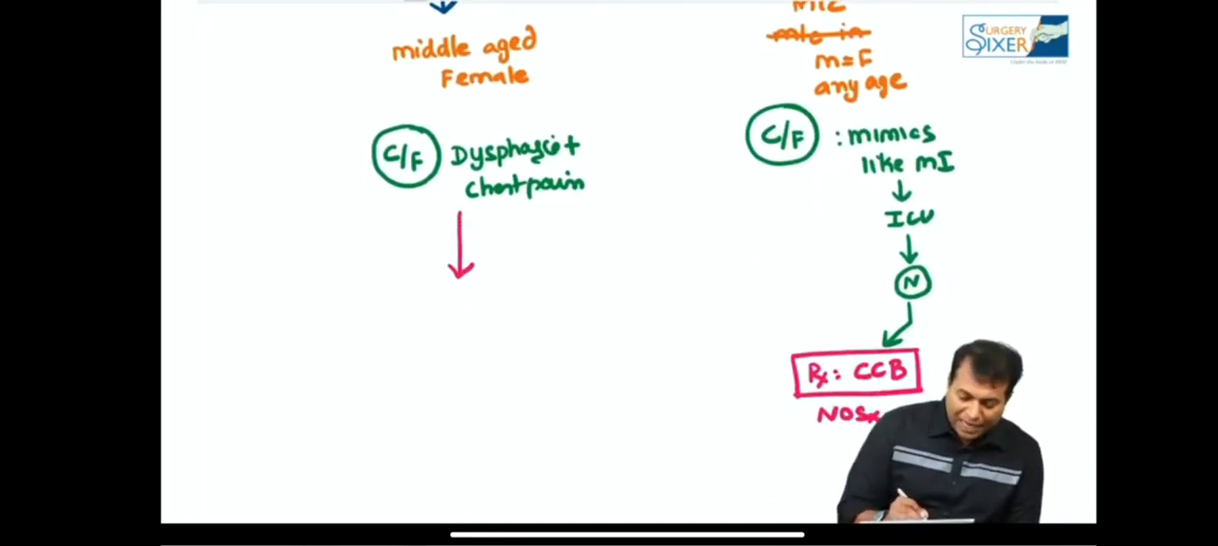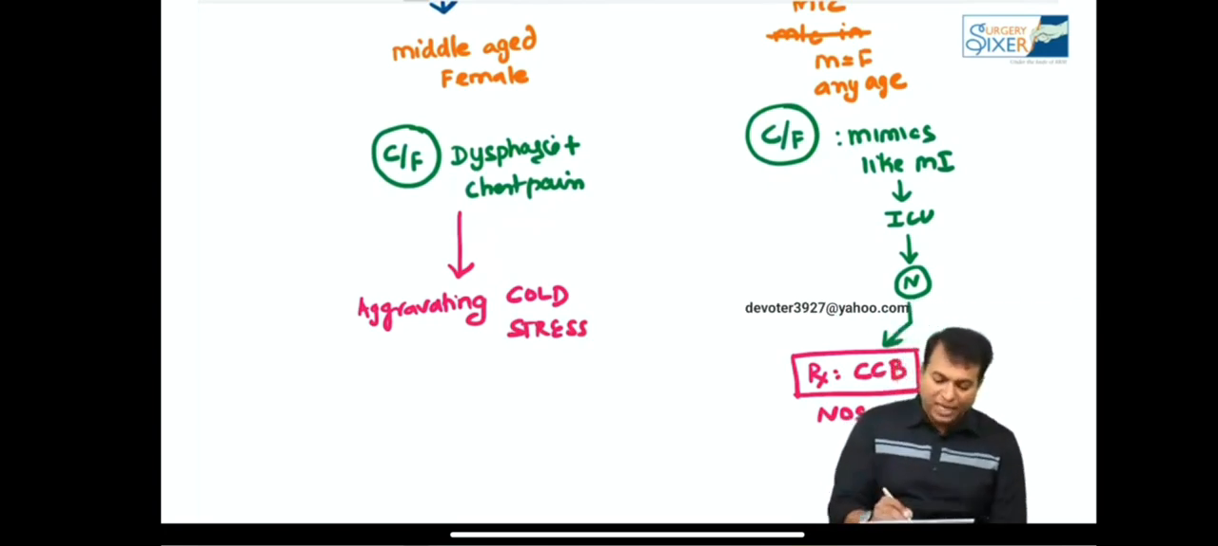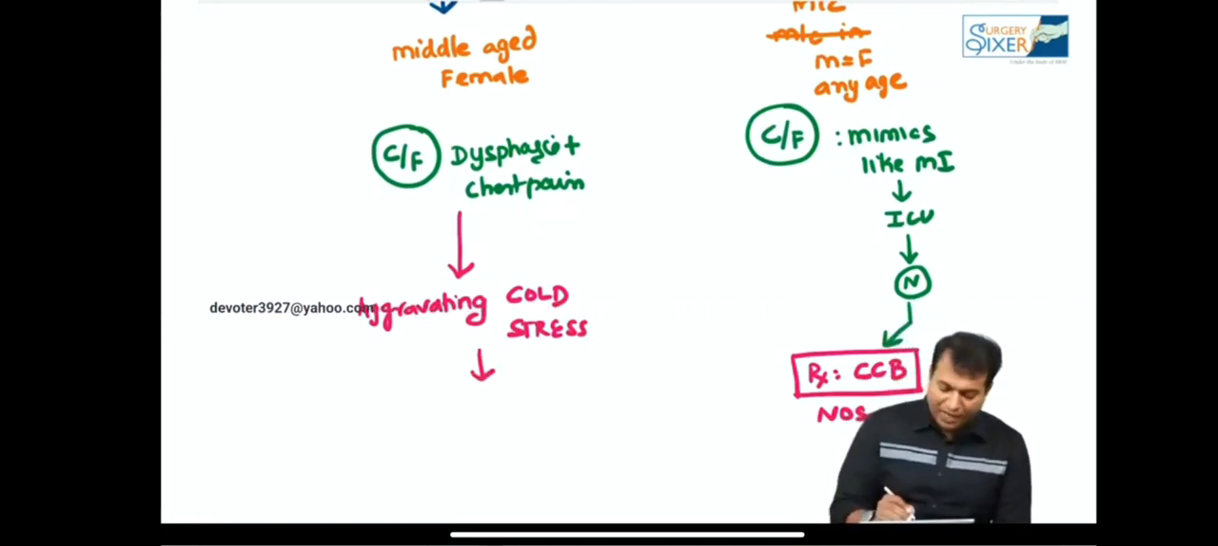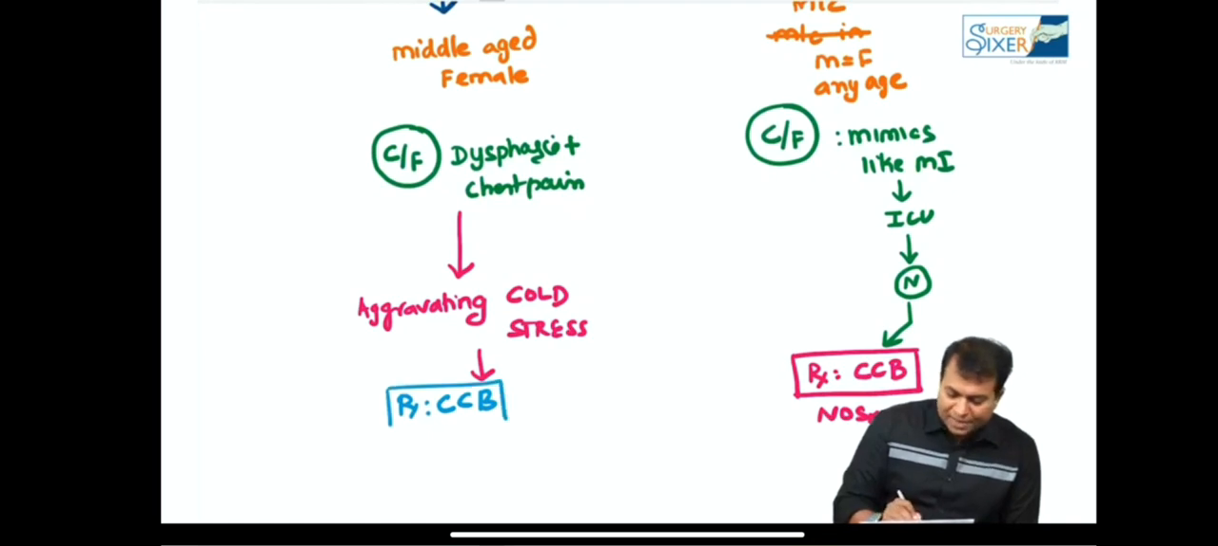In DES, there is a typical history of aggravation with what? What are the factors which aggravate DES? It is aggravated by cold fluids and stress. So DES is easily prevented by avoiding cold and stress. And if it happens, we should give them calcium channel blockers as a treatment. In extreme cases, we can also do surgery.